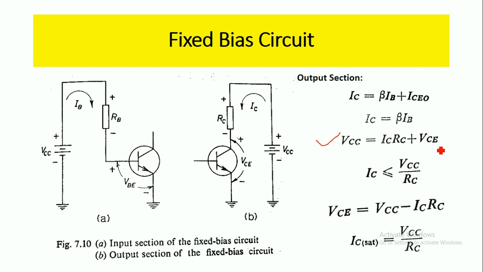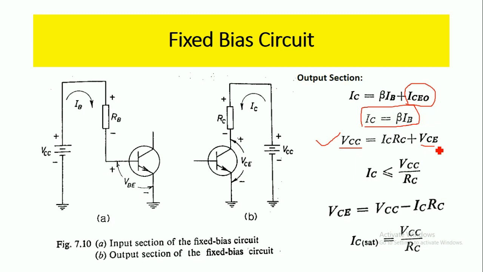Already we know that the collector current IC is equal to beta IB plus ICE naught, where ICE naught is nothing but the collector to emitter terminal leakage current when the base terminal is open. If ICE naught is a very small value, then we can write IC equal to beta into IB.